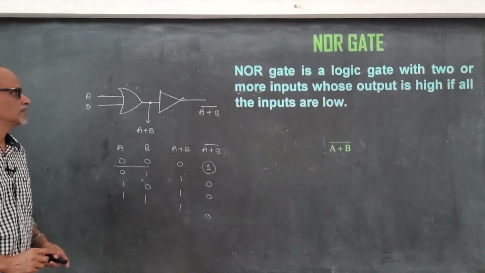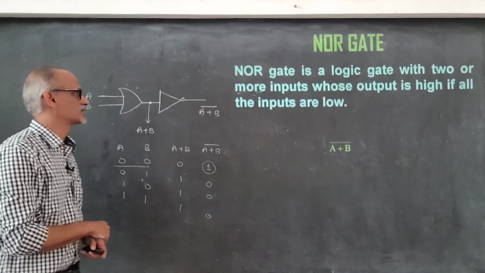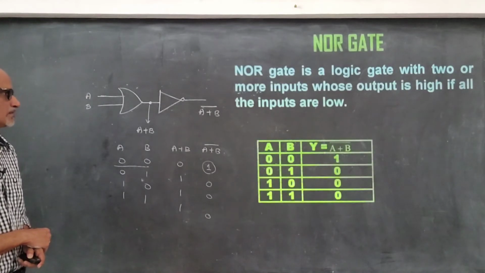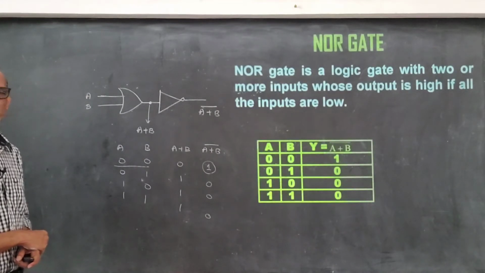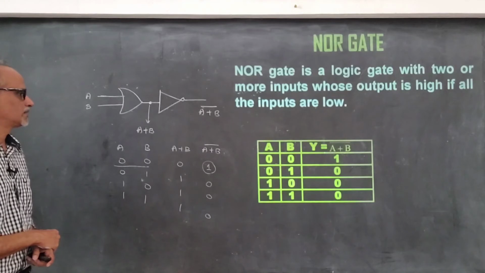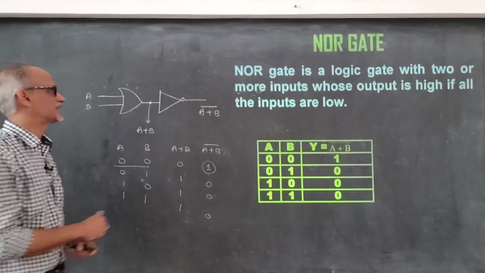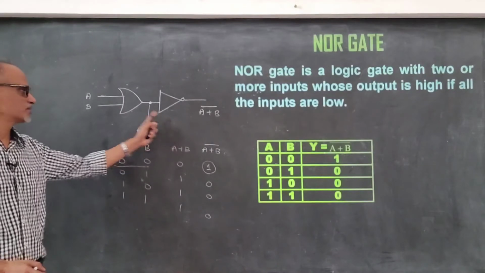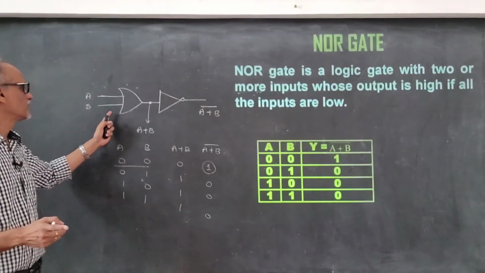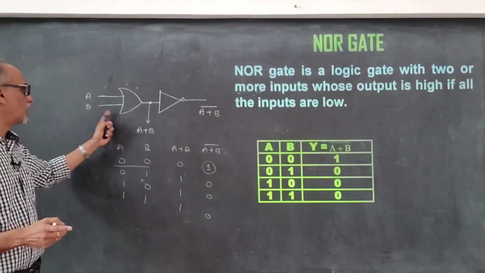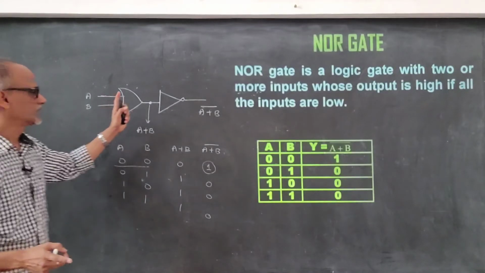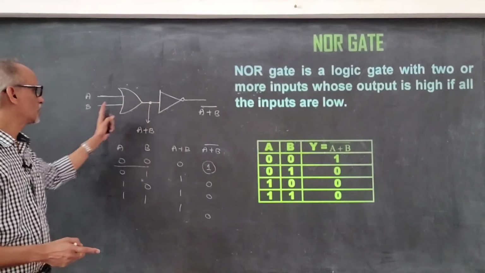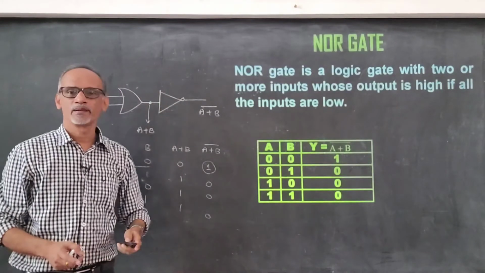So the truth table, this is the definition: a NOR gate is a logic gate with two or more inputs whose output is high if all the inputs are low. So this is the output of the NOR gate. Therefore, to design a NOR gate we need two basic gates. Which are the two basic gates used? One is an OR gate and the other is a NOT gate. So if I connect a NOT gate to an OR gate, then we get a NOR gate.